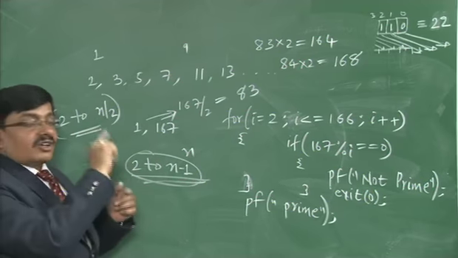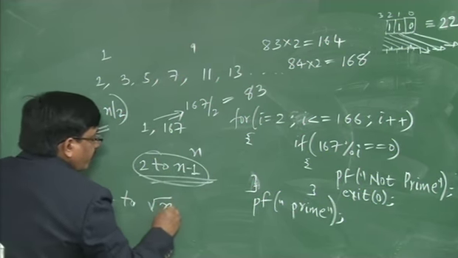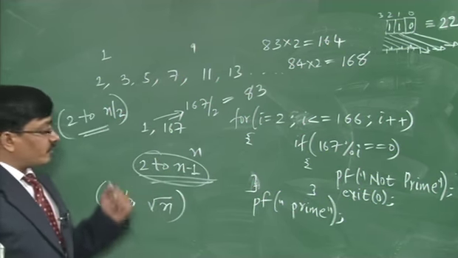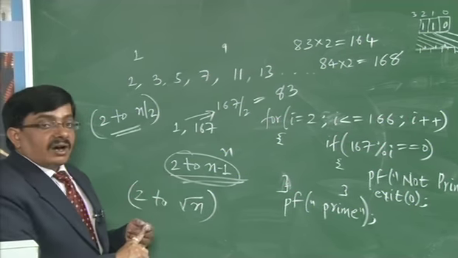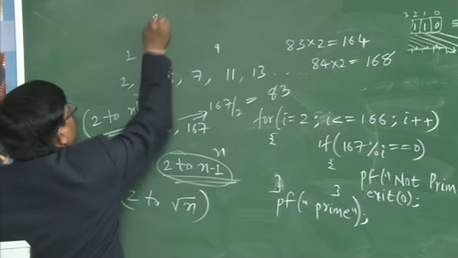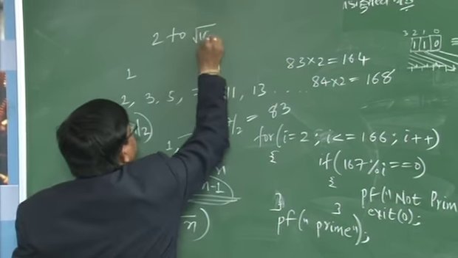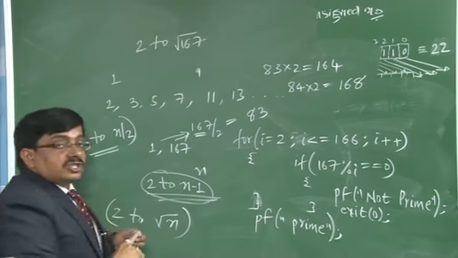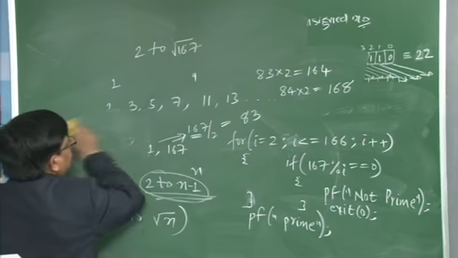And still one more logic is there which we can do, like only 2 to square root of n. If I go only up to the square root of n, that is sufficient to say whether the number is a prime number or not. 2 to square root of n means what? With respect to 167, the square root of 167. So, what is the square root of 167 here?